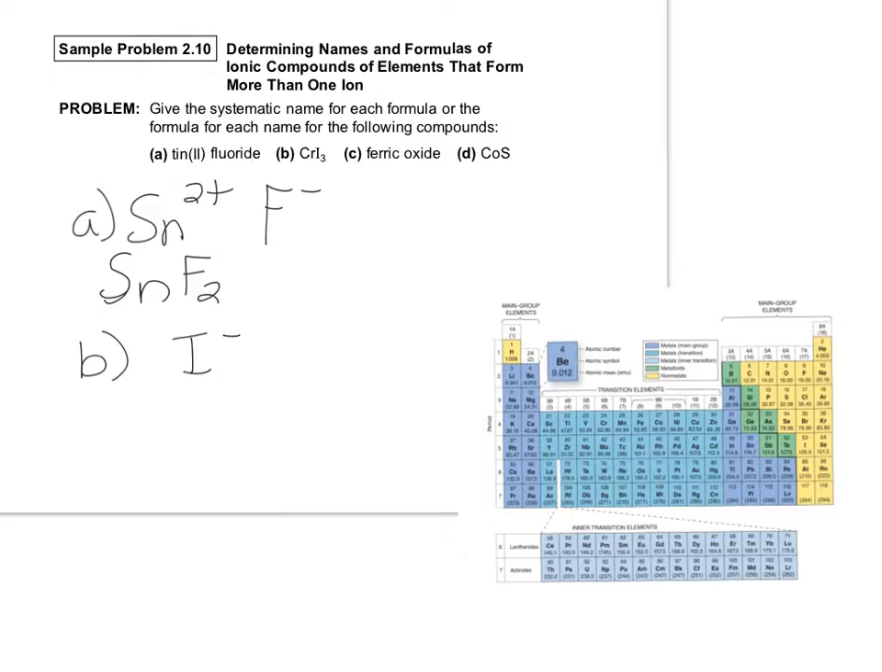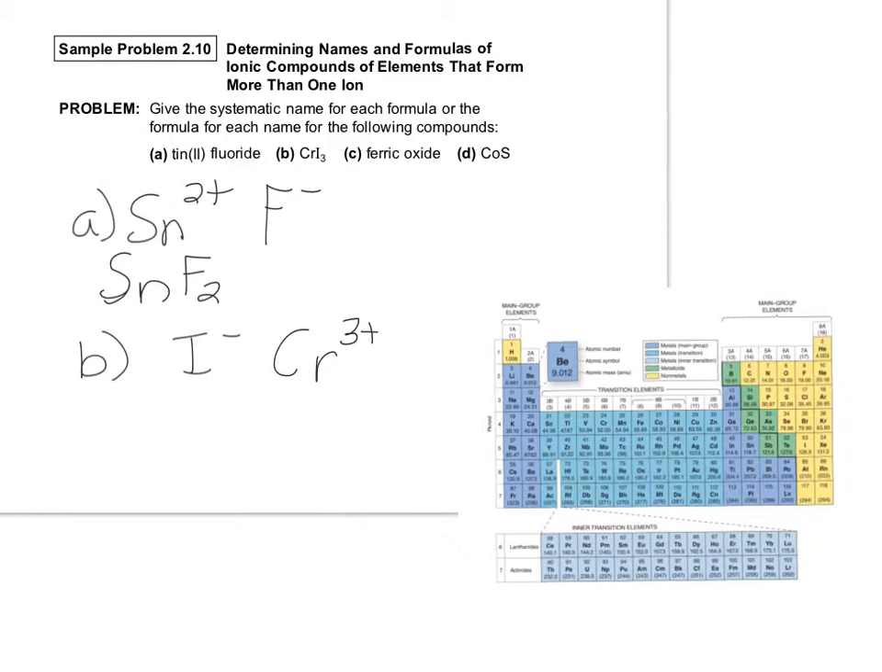Now, I can use that to my advantage because I know that the sum of the charges here in this CrI3 should add up to equal 0. So if I have 3 iodide ions, 3 times -1 is -3. So then I ask myself, what plus -3 is equal to 0? The only thing it could be is +3. So that means chromium is going to have a 3 plus charge.